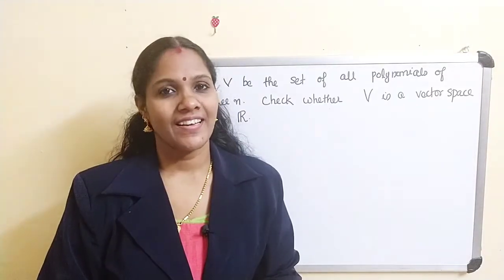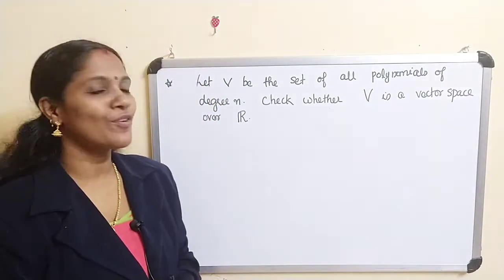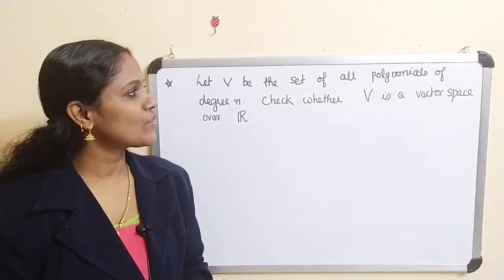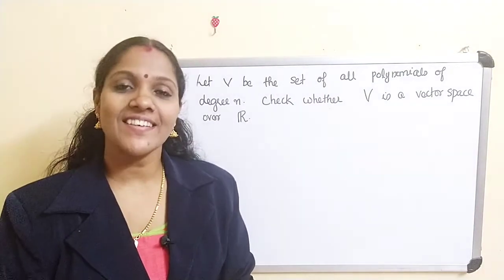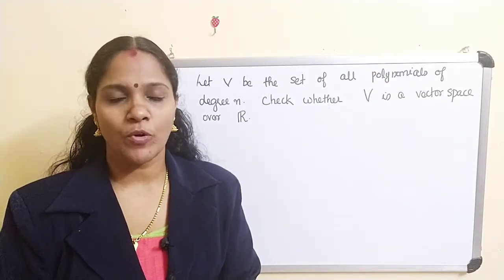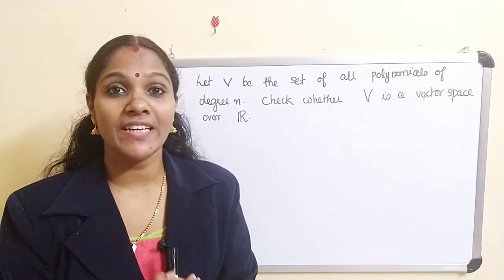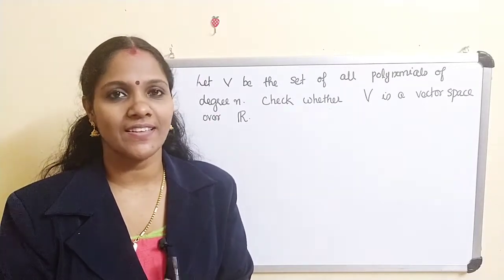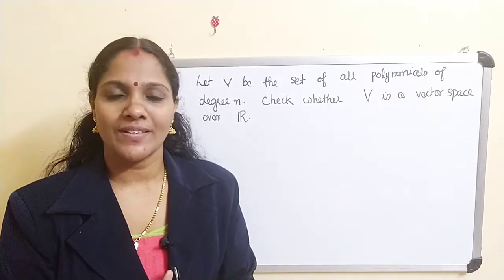Now the next problem: let V be the set of all polynomials of degree n. We have to check whether V is a vector space over R. There is one related problem: show that the set of all polynomials of degree less than or equal to n is a vector space over the field of real numbers. That you will do as an assignment.